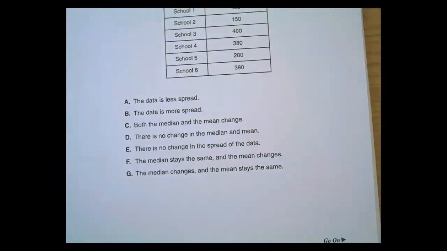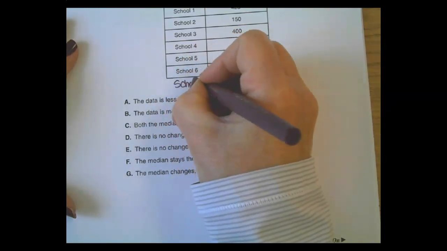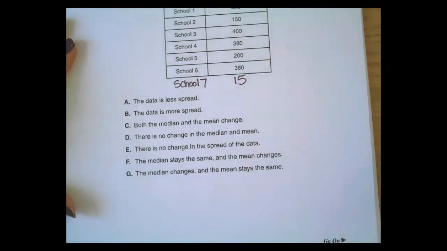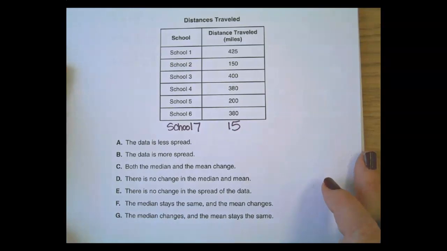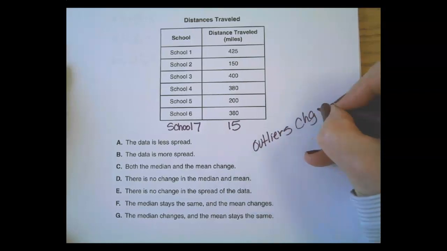All right, so on this one, we need to, let's see, the distance schools travel to attend the field trip, some schools. If this outlier is added, so you have an outlier. So we have school 7. If it's added to this and they only go 15 miles, obviously that is an outlier. Which is a true statement about how that's going to change? Remember, outliers change your mean.